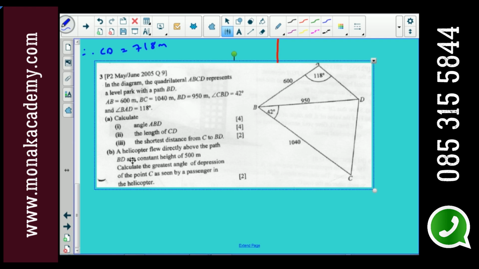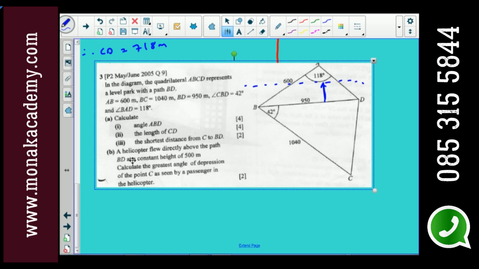Okay, so we're going to try to draw it. So we know that this helicopter is going to be flying directly above the line BD, because they say directly above the path BD. So this line that I put, the dotted line, don't think of it as if it's on the side of BD, it's directly on top of BD. It's just that we can't draw 3D here.